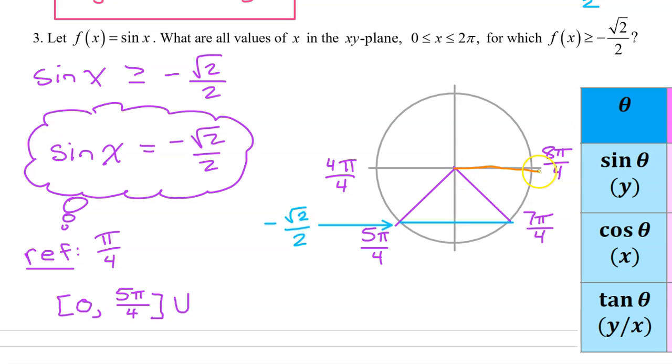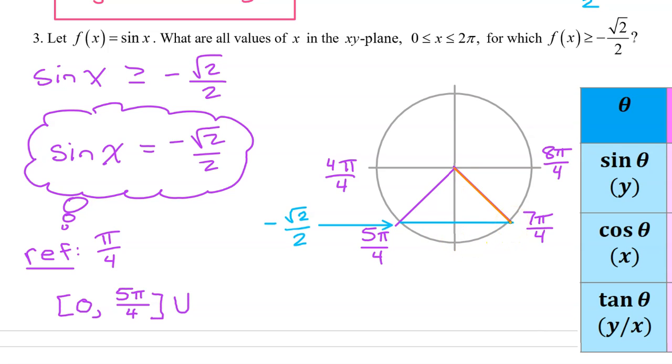So far we have found that the vertical displacement is above negative radical 2 over 2 from 0 to 5 pi over 4. As we pass 5 pi over 4, notice that the y value, the endpoint here, is now below negative radical 2 over 2. We're below the blue line. That will continue to be the case until we get to 7 pi over 4. So we will have no solutions between 5 pi over 4 and 7 pi over 4.